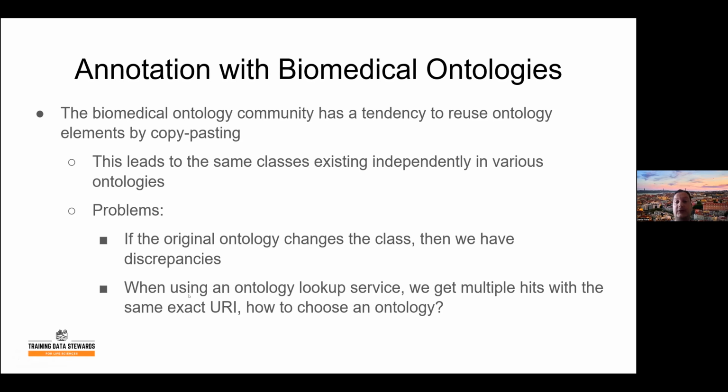And worse, when you want to actually annotate your data with an ontology and you use an ontology lookup service to find the closest term, you get multiple hits with the same exact URI. So how do you choose which ontology to use if you have exactly the same term in 10 ontologies? How are you supposed to find which is the original ontology where that term is defined, and therefore which ontology you should use in your data set? So this is perhaps the most problematic point in terms of the current state of affairs in biomedical ontologies.